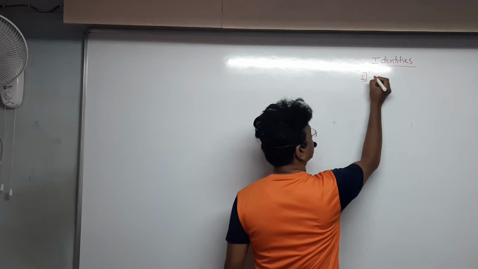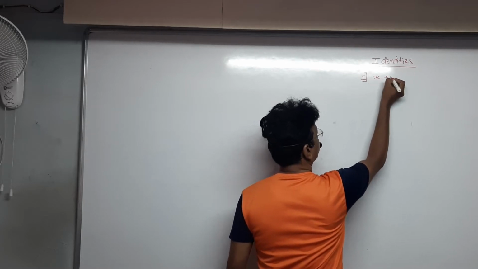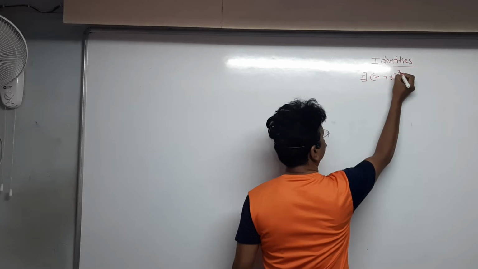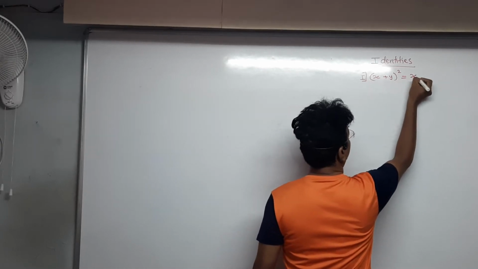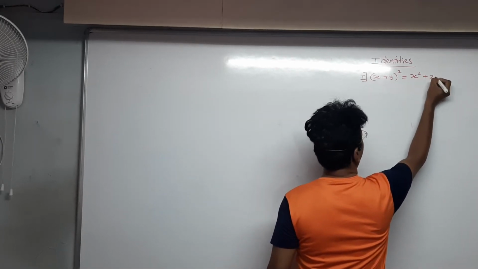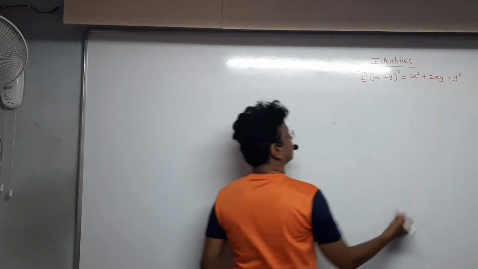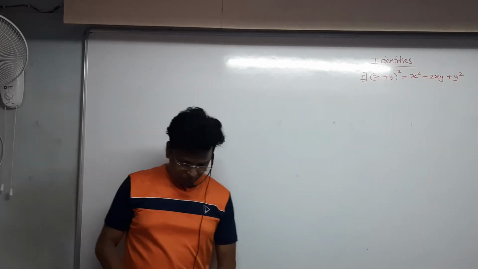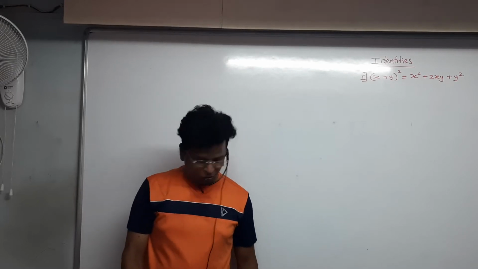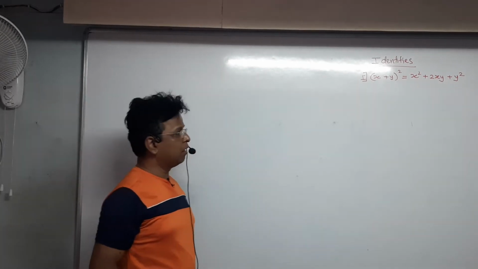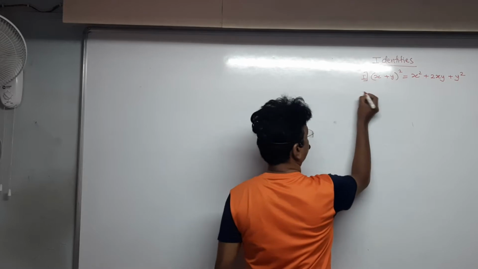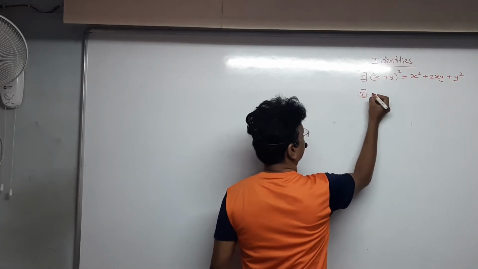The first identity is (x plus y) the whole square is equal to x square plus 2xy plus y square. This is the first identity. What is the meaning of this? I'll explain it to you, don't worry about that.